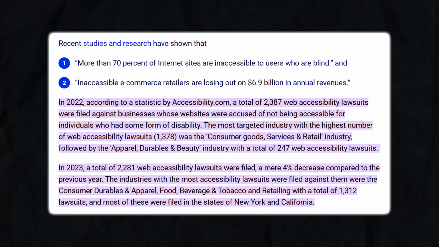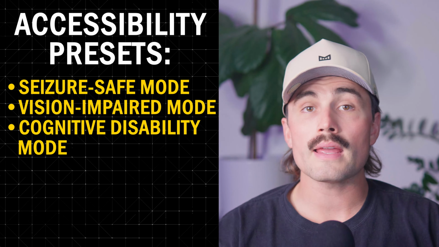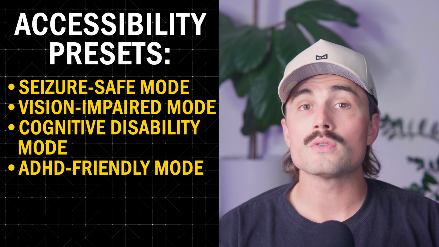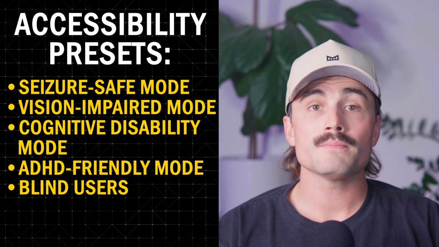On the user side, visitors can open the AccessiBe interface and toggle accessibility profiles that match their needs. There are presets for seizure safe mode, which removes flashing animations, vision impaired mode, which increases contrast and enlarges fonts, cognitive disability mode, which simplifies the layout, ADHD friendly mode, which reduces distractions, blind users with screen reader optimization, keyboard only navigation, and all of this happens instantly. There's no page reload required.